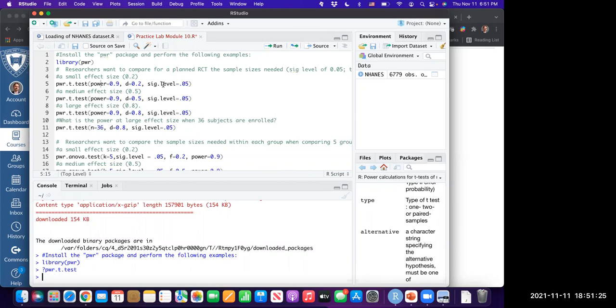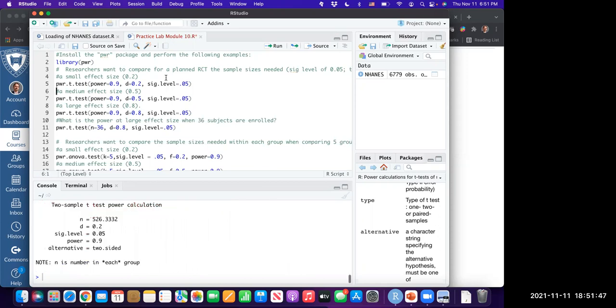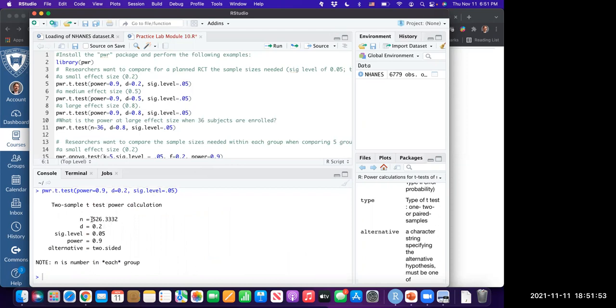So essentially here it's predefined in a way that you only have power. We want a power of 90%, so you enter power of 0.9. You enter Cohen's d, which is the effect size, of 0.2, which is a small effect size. You have a significance level of 0.05. And the result here essentially gives you the number of individuals that you would need to study to detect an effect size of 0.2 with a power of 90%.